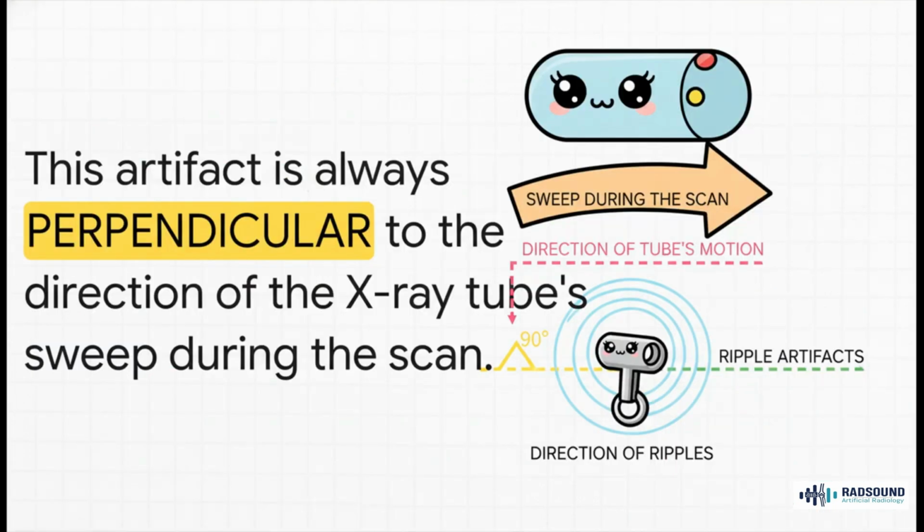And here is the detective's secret rule. This is pure physics. The ripple artifact is always perpendicular, so at a 90-degree angle, to the direction the X-ray tube was moving when it took the scan. This simple rule lets a radiologist immediately spot it, identify it, and dismiss it as a false alarm. Case closed.